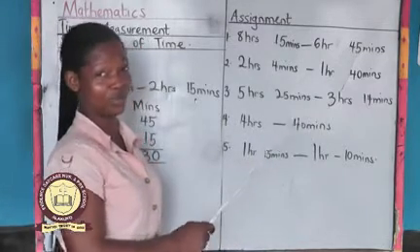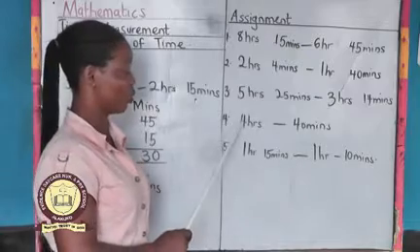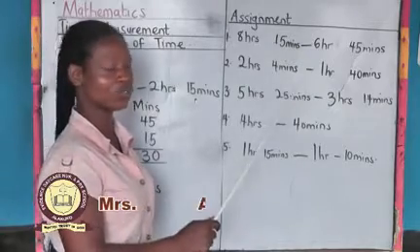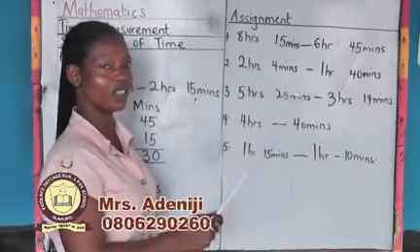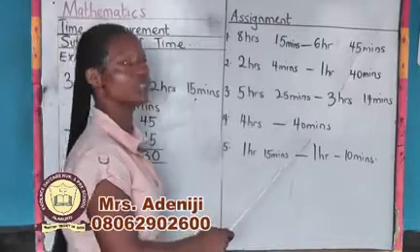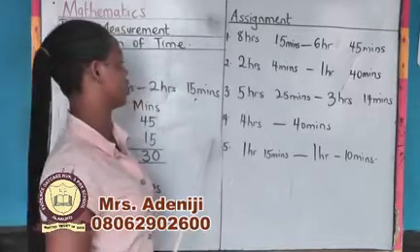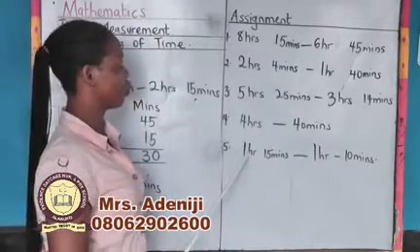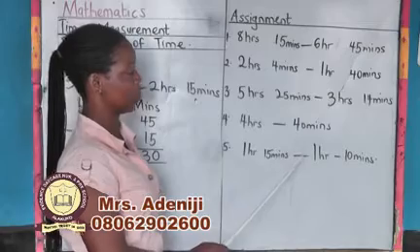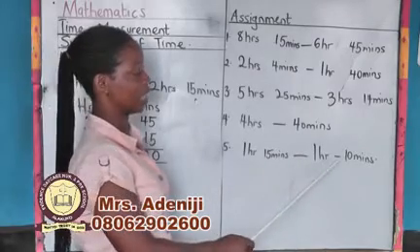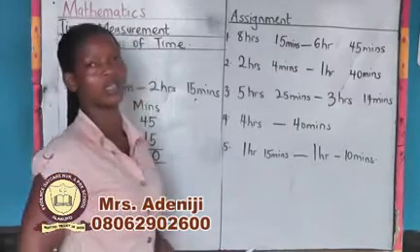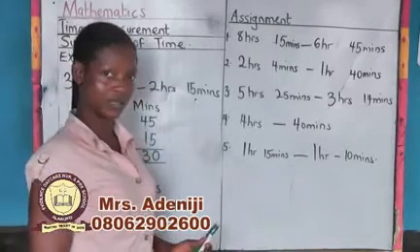I believe you know how to do that. Just borrow 1 from the hours and turn it to 60 under your minutes. Then you take away 40 from it, so you have your answer. Number 5, 1 hour 15 minutes minus 1 hour 10 minutes. I believe you get it.